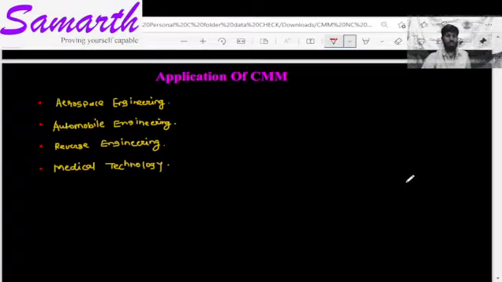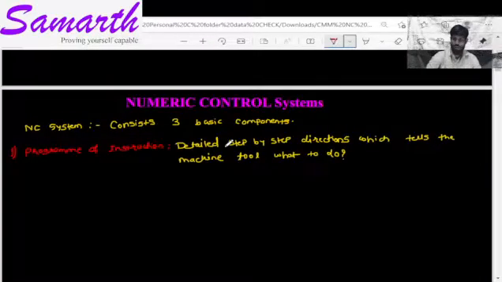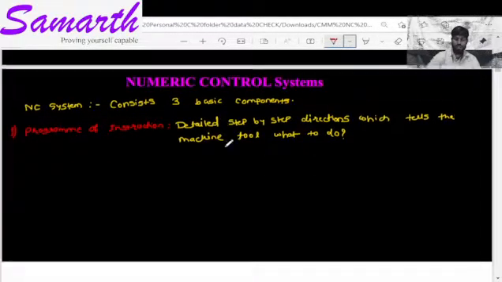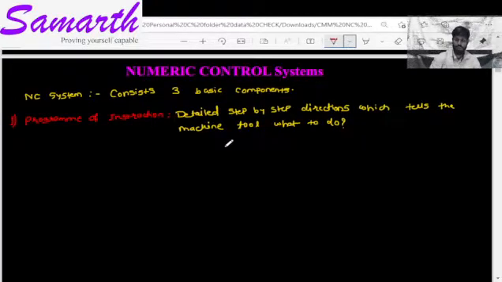Applications, as I have already discussed: a very popular application is reverse engineering, and apart from reverse engineering, it is also used in medical technology, automobile engineering, aerospace engineering. These are some mass production applications in industry, with aerospace, automobile and medical. So that was all about this CMM. Now we will start the numerical control system, NC system.